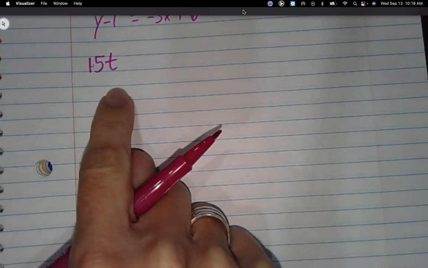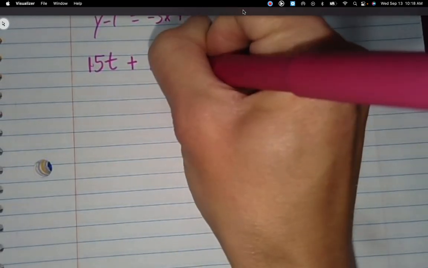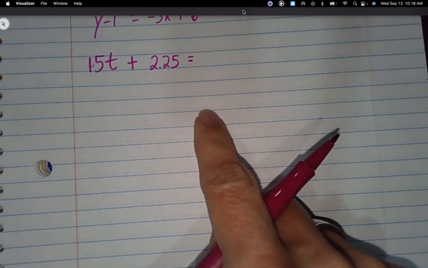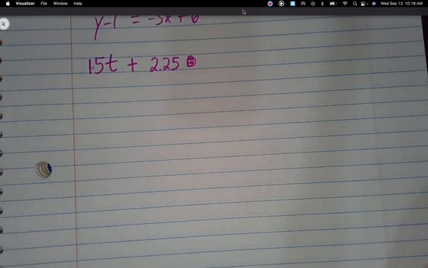Then it says plus. Well, that's easy. We'll put a little plus sign. A one-time handling fee of $225. Okay? Is everybody good so far? The total cost is a function of... let's see what else. Oh, I'm doing this wrong. All right, so that's my little equation.